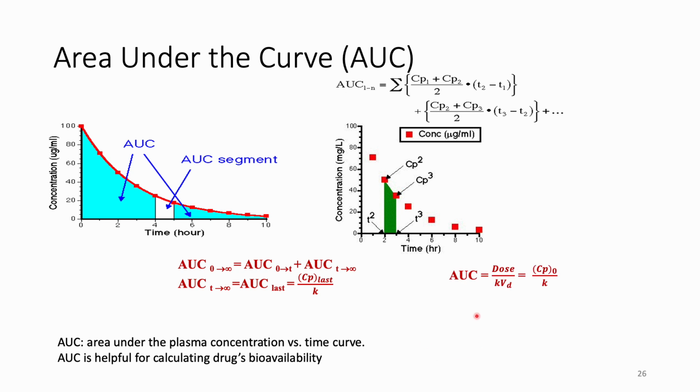The second method is using the equation. In case you don't have the graph or the data, but you have the data about the elimination rate constant and volume of distribution, you can calculate AUC equal to dose divided by K times VD. You see, dose divided by volume of distribution is equal to the initial concentration. So AUC is also calculated as initial concentration divided by the elimination rate constant.